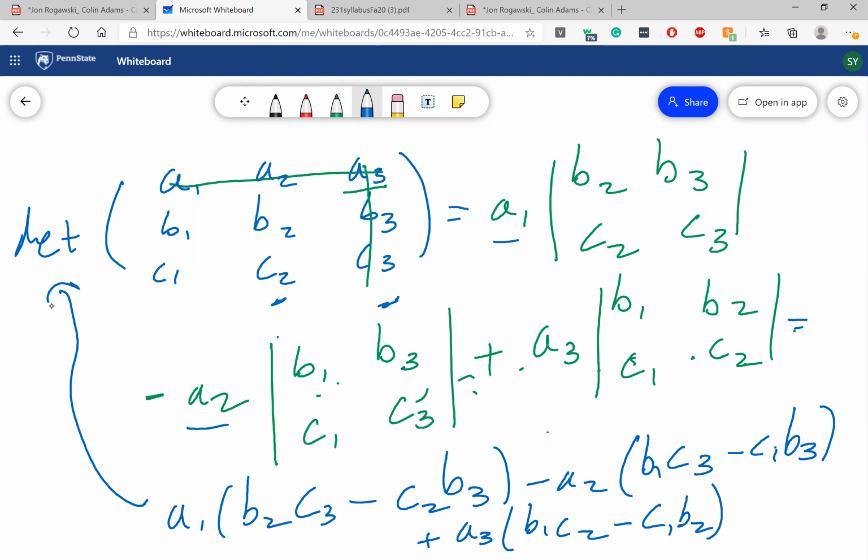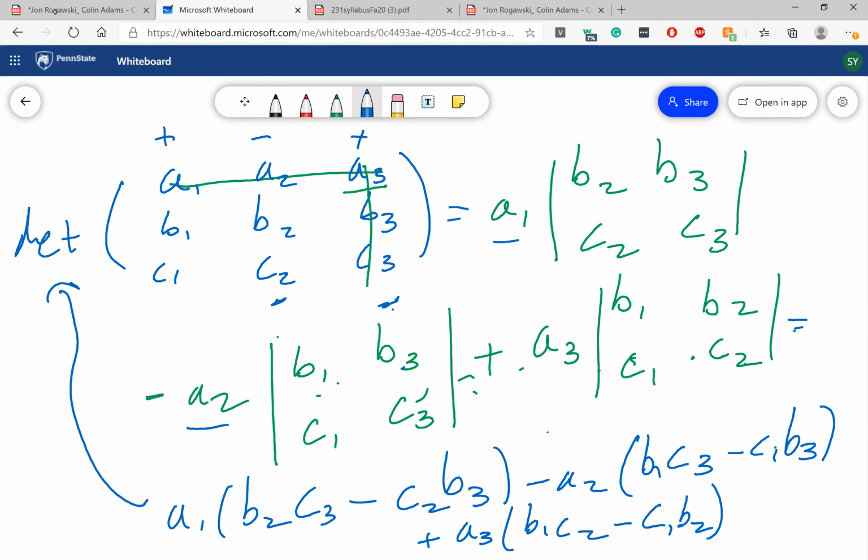Any questions about this? I have one question. Why is A2 being subtracted and then the A3 is addition? Yeah, so they alternate. So you just have to remember this is plus, minus, plus. Okay, thank you. All right.